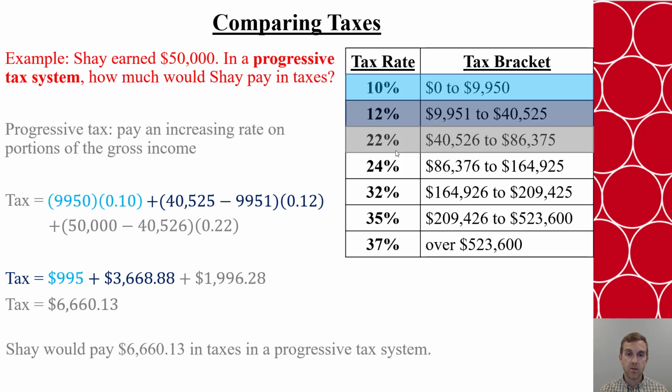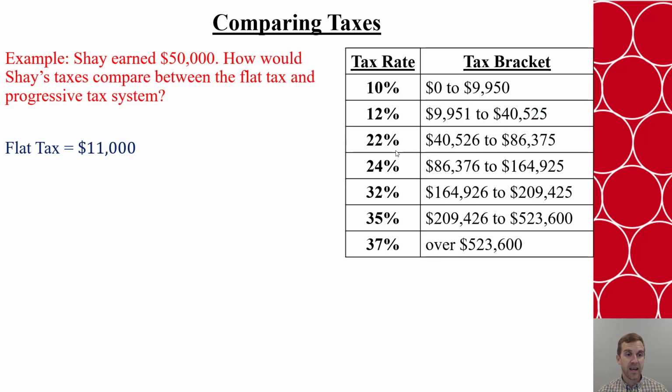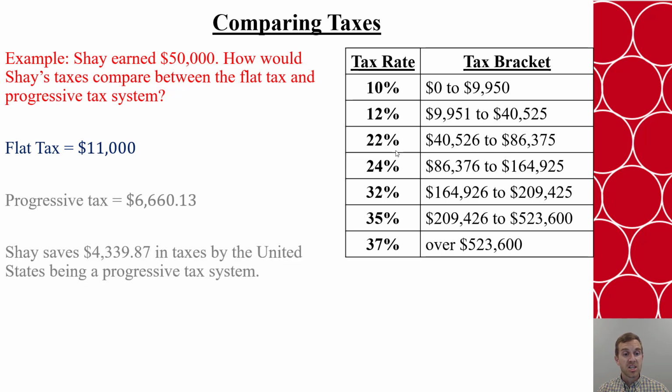So let's compare those two. In the flat tax, Shay would have paid $11,000. In the progressive tax system, Shay would pay $6,660.13. That means that because we're in this progressive system, Shay is paying $4,339.87 less than if it had been a flat tax system.